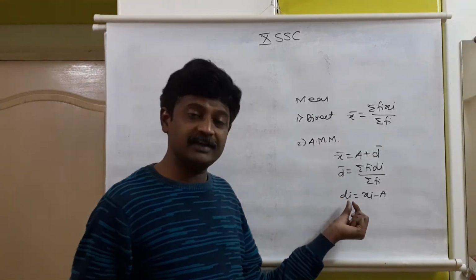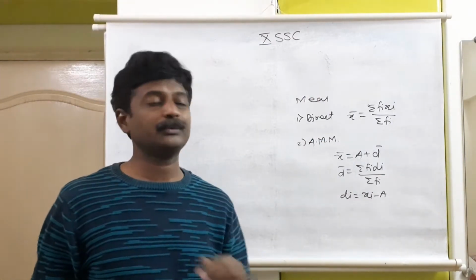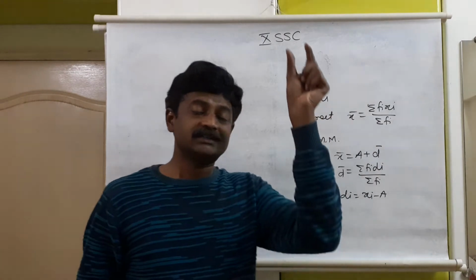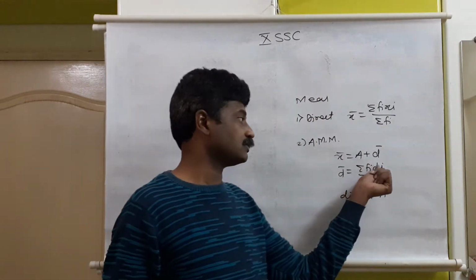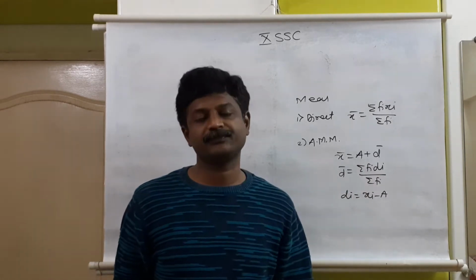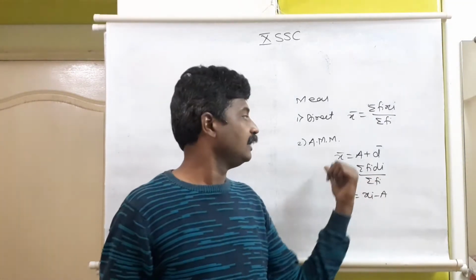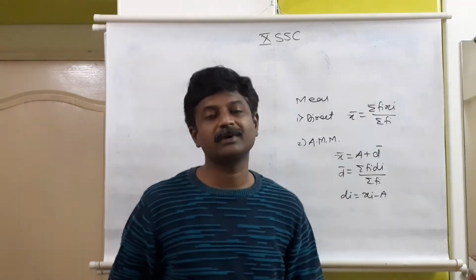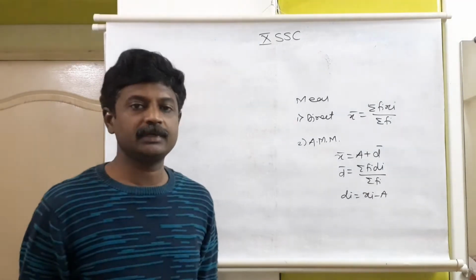Di is the deviation, xi minus a, so we'll get the di column. Then the product of di and frequency will be the fi di column. The sum of that column at the end, summation of fi di, divided by the sum of the frequency column will give the mean deviation d bar, and the final formula x bar is equal to a plus d bar, that is by the assume mean method.